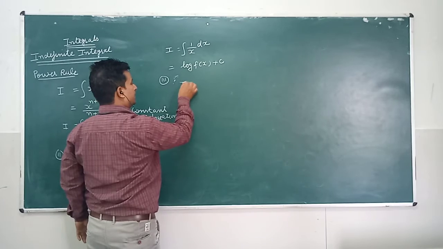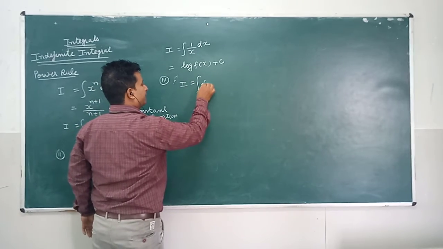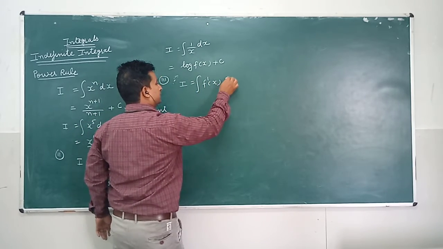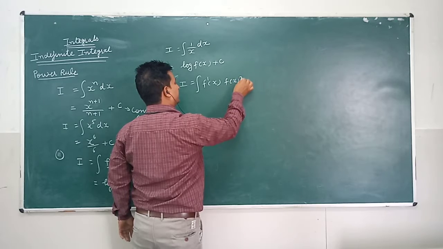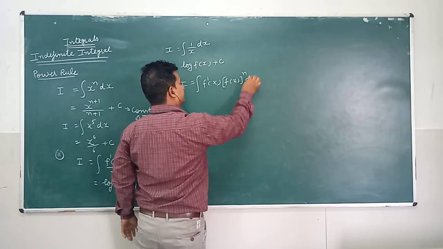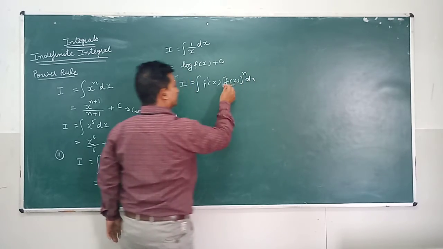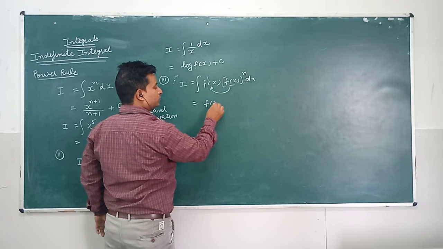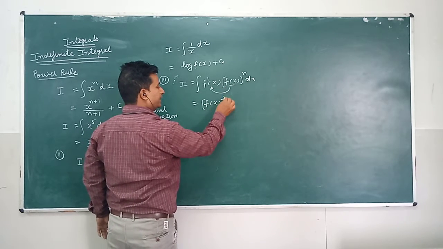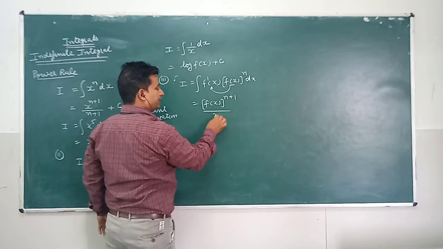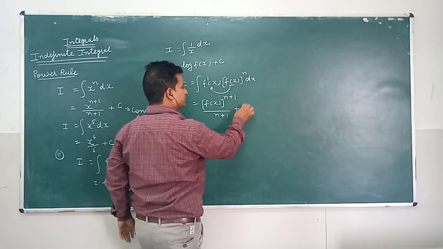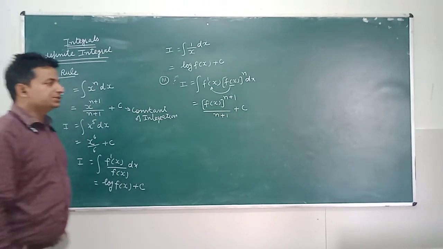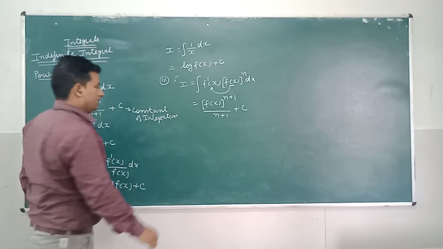Third rule is I is equal to integral of f dash x into fx whole power n. This means the derivative of the function is here. So add 1 to the power of the function, that's n plus 1, and divide by n plus 1. This is the integration of this function.